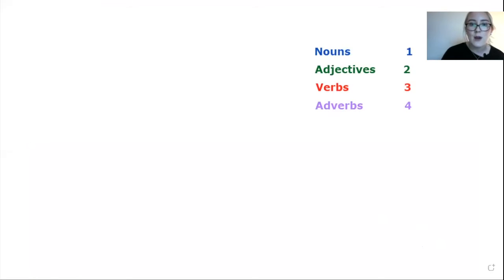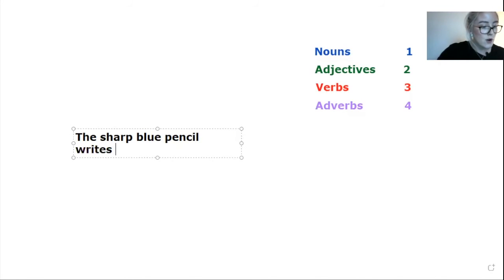So as you can see, my whiteboard is here. I've got my word forms here with the points so I can remember how many points I'm going to get if I use each word form. So the first object I'm going to write about is this pencil. Okay, here we go. And I'm going to start off by saying, and as I'm writing my sentence, see if you can identify the word forms in my sentence. The sharp blue pencil writes neatly. Full stop.